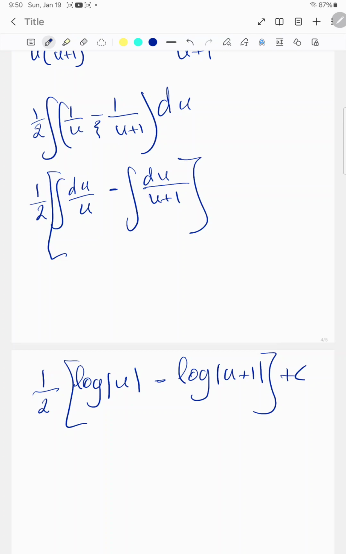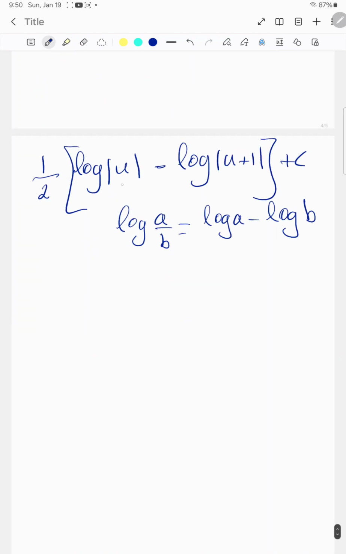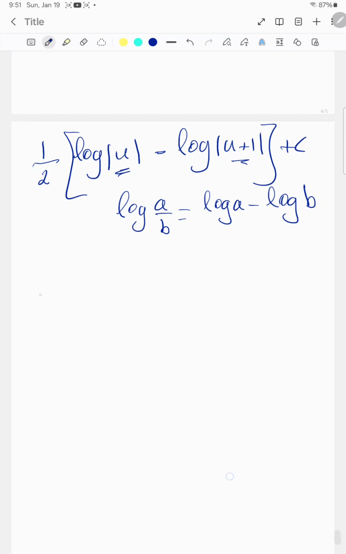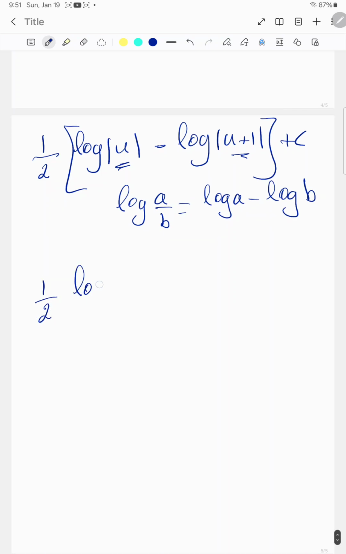And here I will apply the logarithmic rule, which says log of a divided by b is equal to log of a minus log of b. And in my case, I have a is u and my b is u plus 1. So that would be equal to 1/2 log of u divided by (u plus 1) plus c.